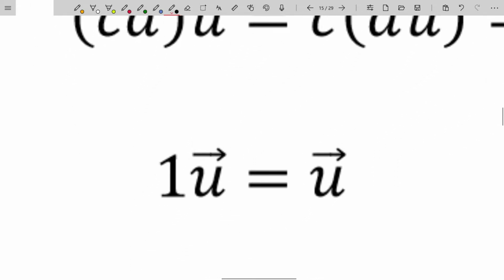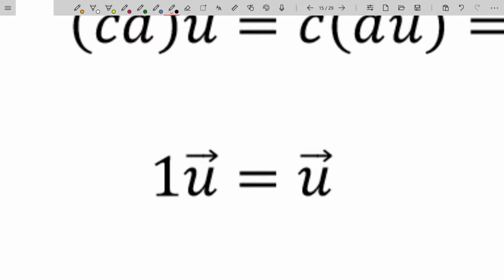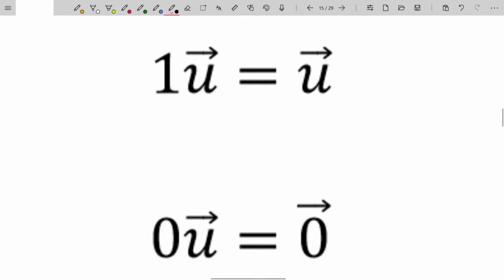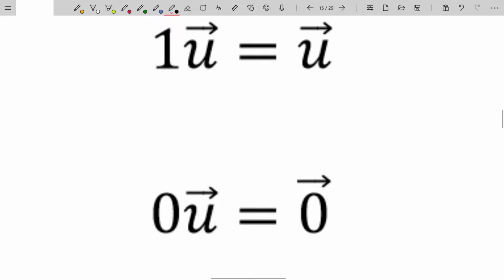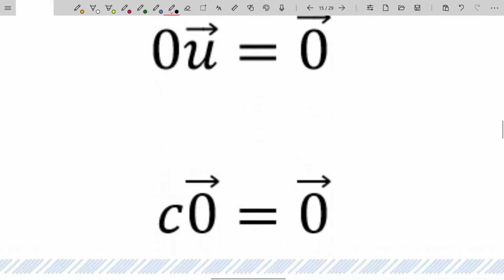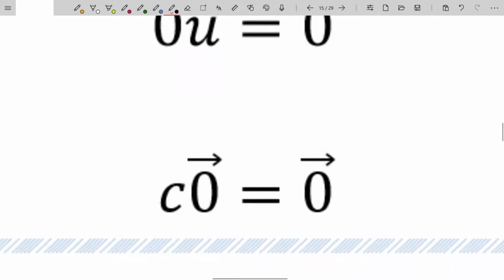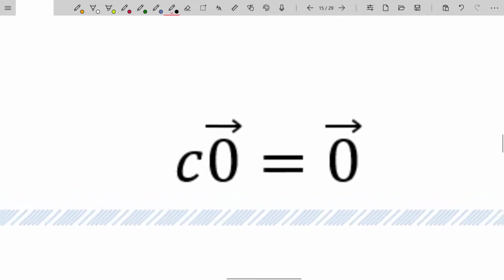Then we have the multiplicative identity. The number 1 times a vector u is just the vector u. And then we have the multiplicative 0, or nullification properties. The number 0 times the vector u is always going to be the vector 0. And then finally, a constant times the 0 vector is always a 0 vector.